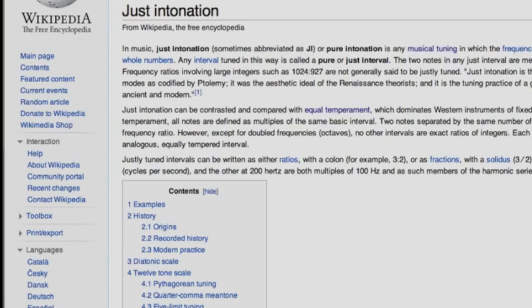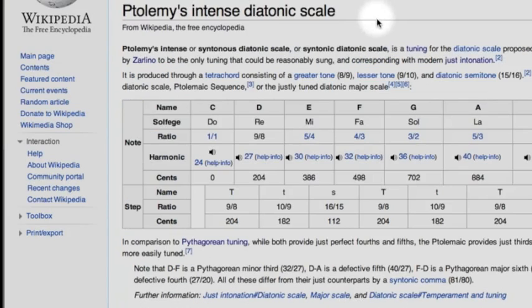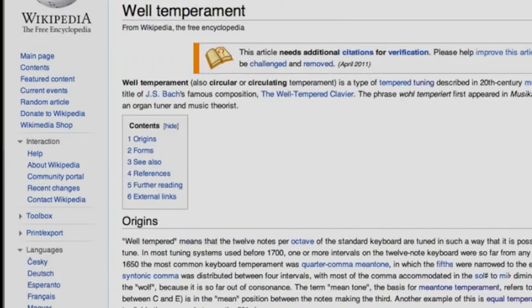So that's equal temperament. I encourage you to look through just intonation. There are a number of these sites that are worth exploring. Mean tone tuning, temperament here. Here's one on Ptolemy's intense diatonic scale, which is the one that really was the foundation for just intonation. There's also something called well temperament.